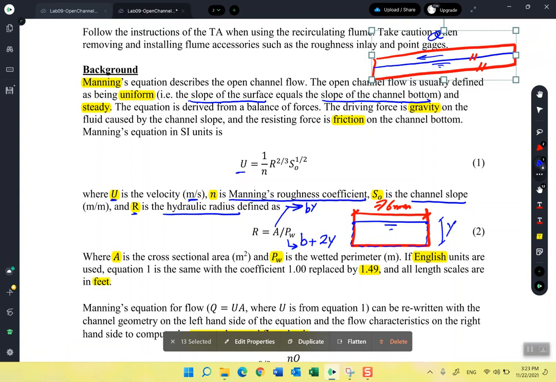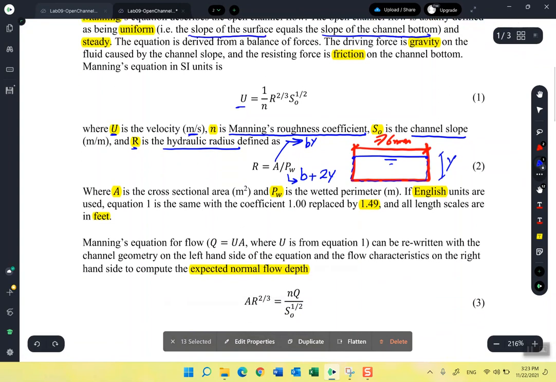Great. In this experiment, of course, we are going to use SI units. So the Manning equation will be as it is. But just in case you are working with English units, you should replace 1 with 1.49, and of course instead of meters you will use feet.